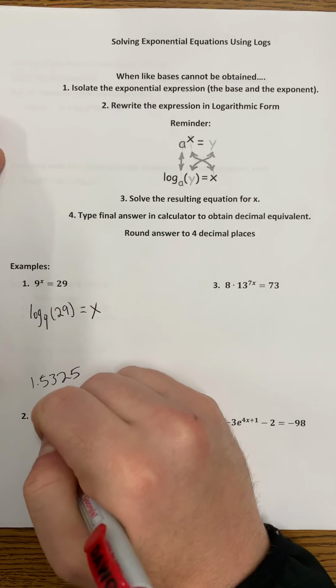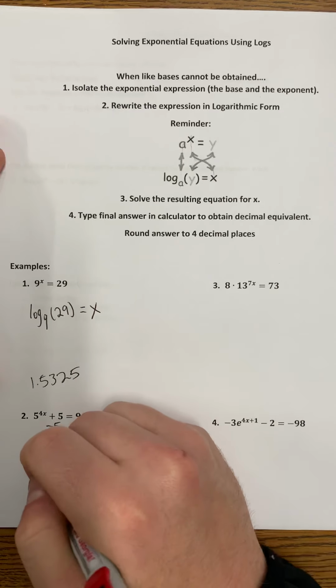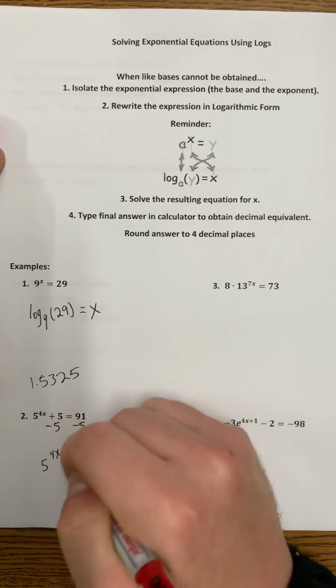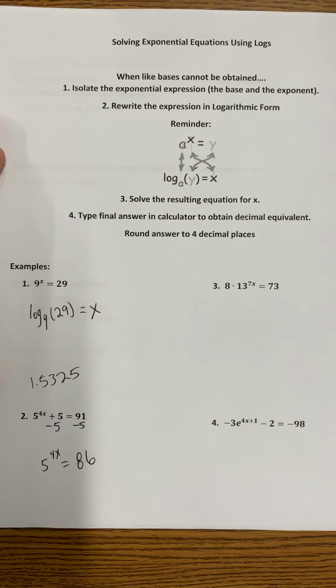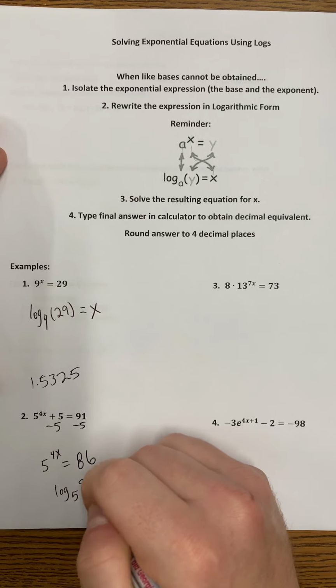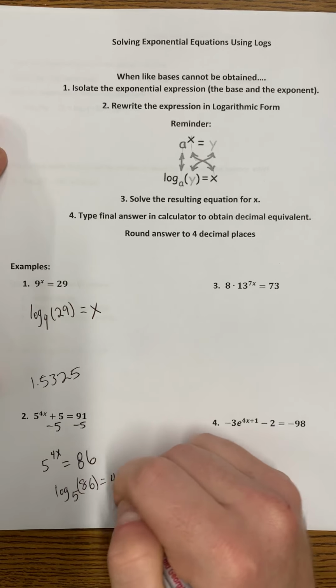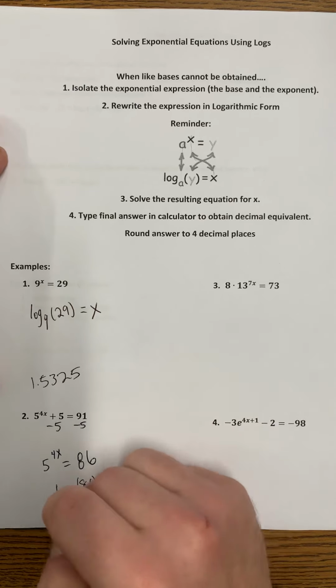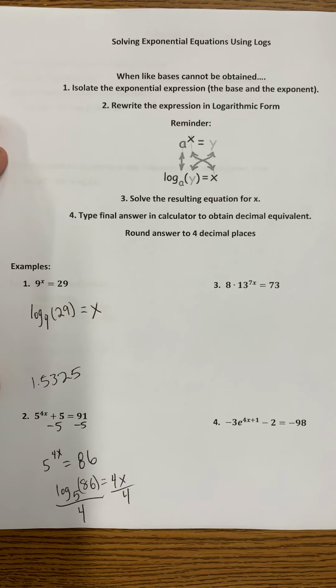Example 2, we want to get the exponential by itself, so the 5 to the 4x, we want to get that by itself. So we're going to subtract 5 from both sides. So 5 to the 4x is equal to 86. We want to rewrite that as a log, so log base 5 of 86 is equal to 4x. And then we would divide that entire thing by 4.